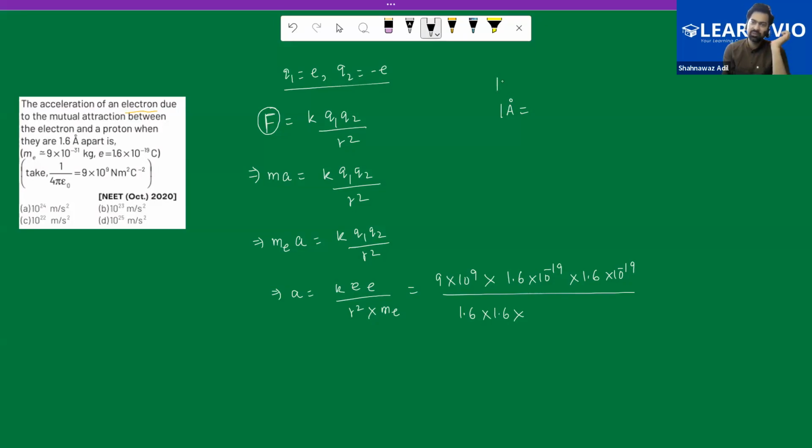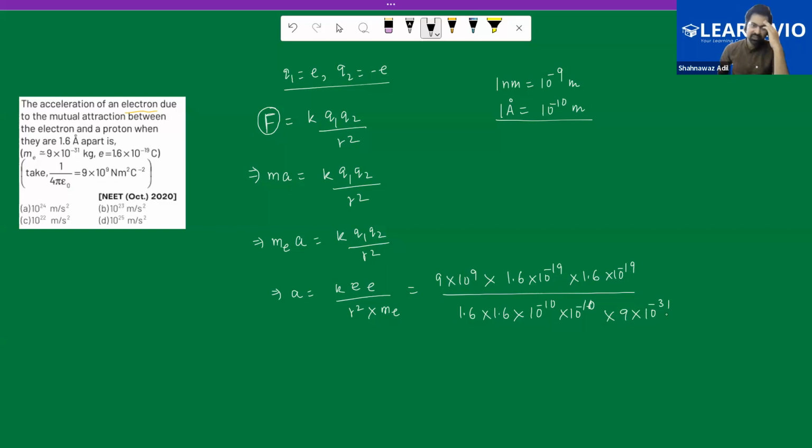So let's say we have 1 nanometer. Nanometer is 10 to the power minus 9 meters. Angstrom is 10 to the power minus 10. Yes, correct. So this is angstrom, right? Put this value, because this was a square. And then we have the mass, 9 into 10 to the power minus 31.